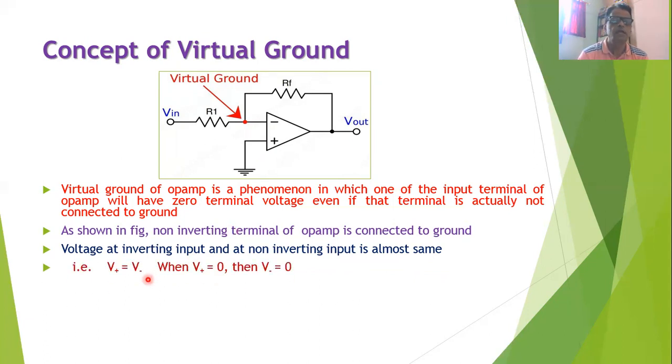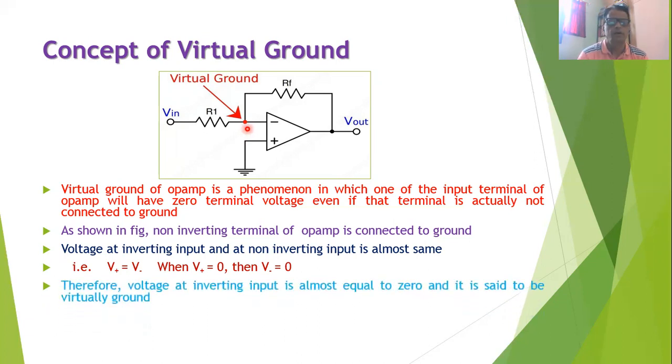That is, we can say that the voltage at the non-inverting input, suppose it is indicated by V plus, is equal to V minus, that is the voltage at the inverting input. So the voltage at the non-inverting input and the voltage at the inverting input are the same. So when V plus is equal to 0, then we can say that V minus is also equal to 0. That is, this point is said to be at virtual ground.